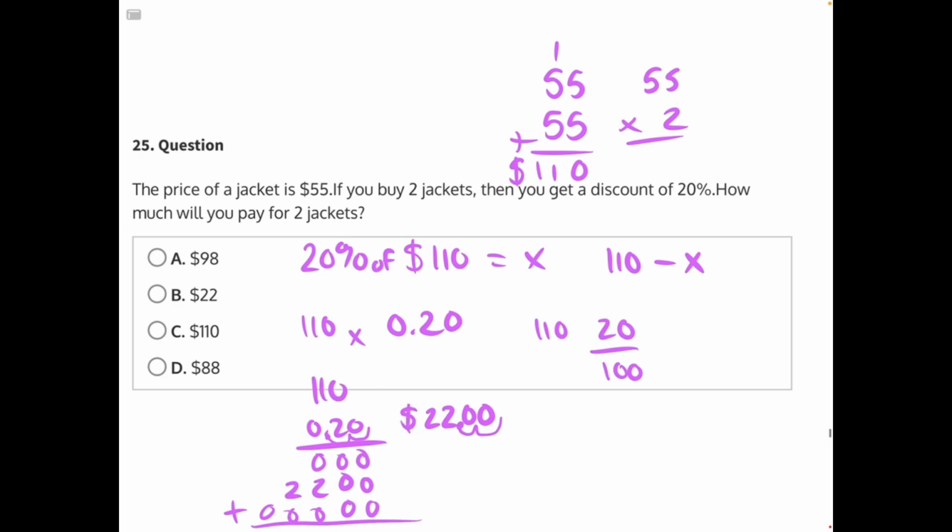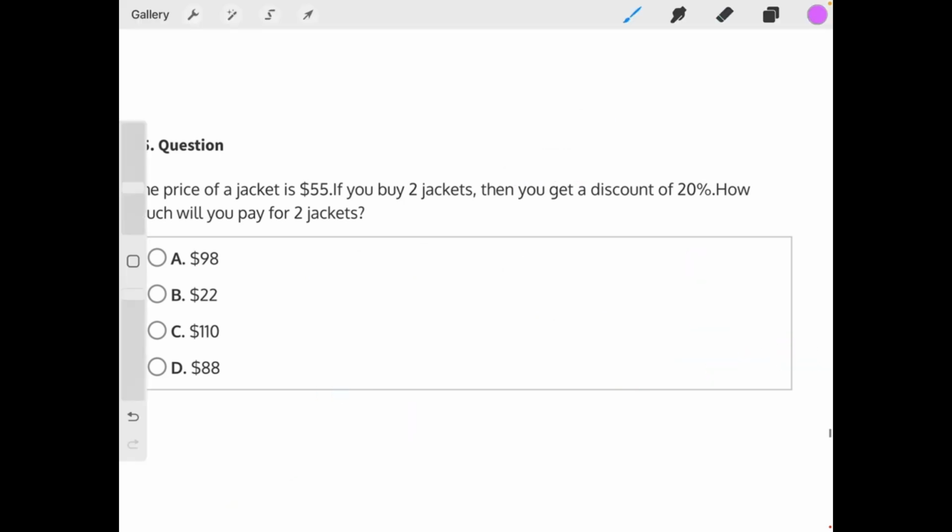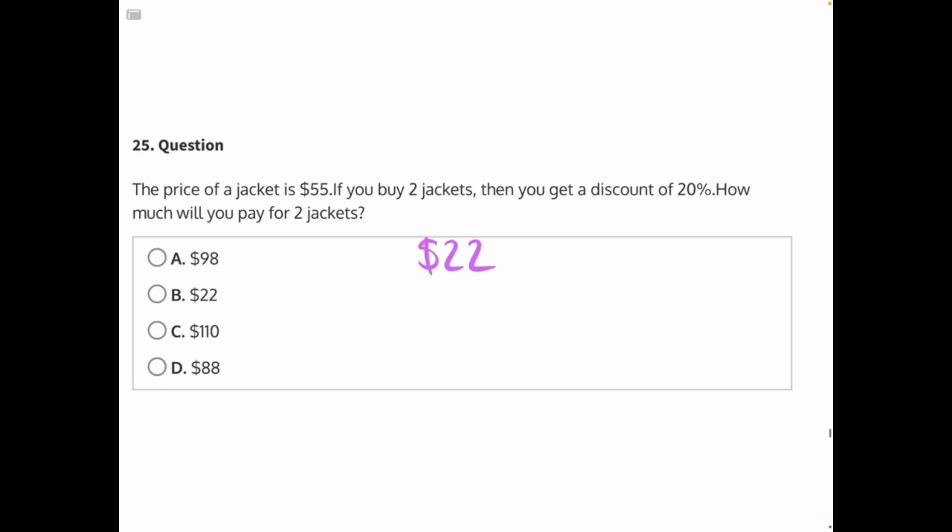If we were to do it in the fraction form, we would have 110 times 20 on top. We would get rid of 2 zeros, the 0 from 20 and the 0 from 110. So we'd have 11 times 2 on top, which would give us 22 over 1, which is the same as 22. Now that we know that $22 is the discount taken off when you buy 2 jackets, we just need to subtract 22 from 110, and that will be our final answer.